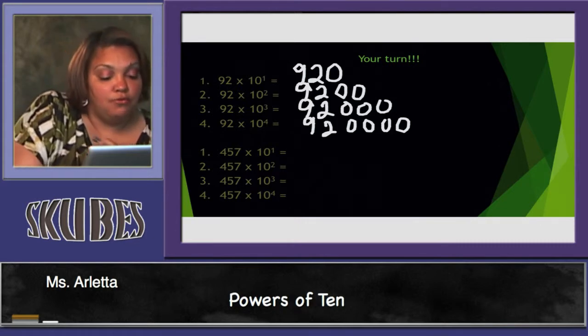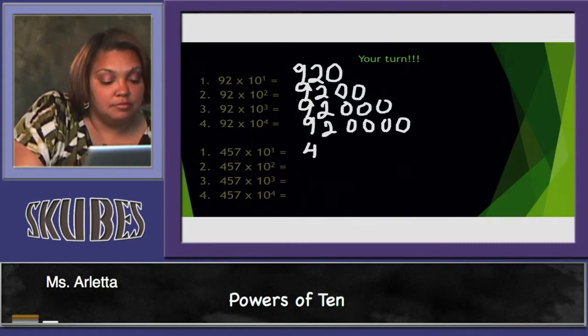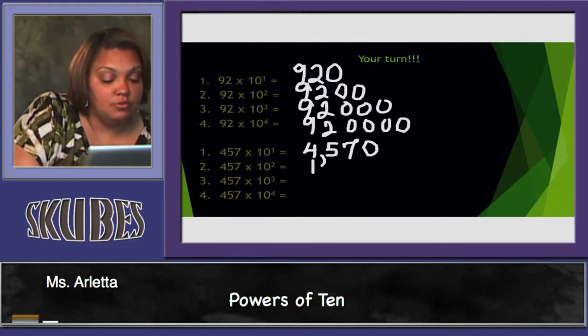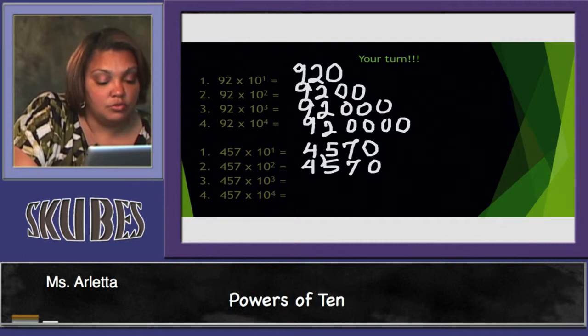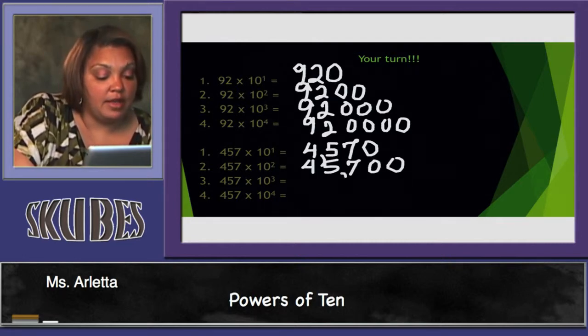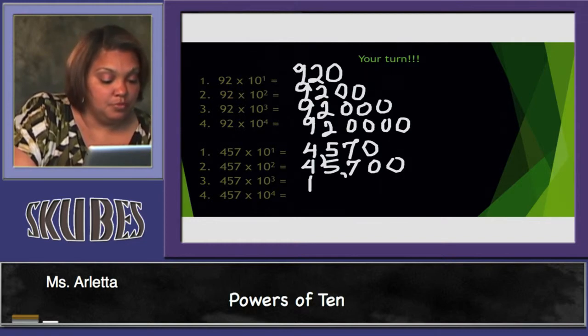And the very last one, 457, 1 zero added, which will turn that into 4,570. The next one, start again with 457, but this time you're adding 2 zeros. That will give that a final answer of 45,700.